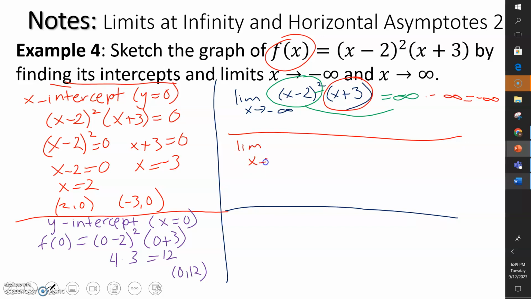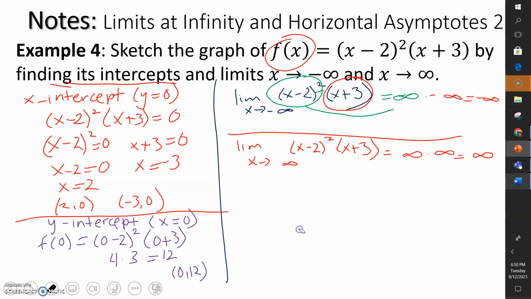The limit as x approaches positive infinity of (x − 2)²(x + 3). Same idea. The first function is a quadratic, and quadratics have both ends up or both ends down; because it's positive, both ends go up. And then x + 3 is a linear function, so to the right it goes to positive infinity. Infinity times infinity is infinity. So the right end of our function goes up. Let's make a sketch.